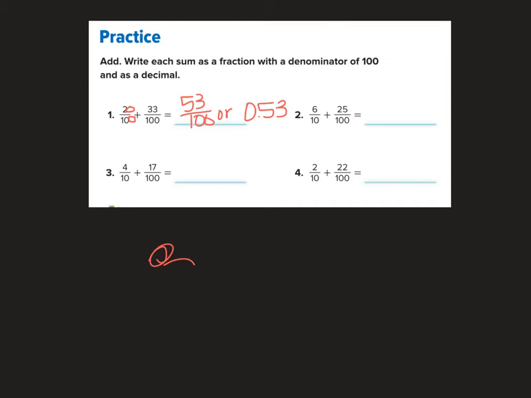Okay, add a 0, add a 0. And 60 plus 25 is 85 hundredths, or 0 and 85 hundredths. Okay, multiply by 10, multiply by 10. 40 plus 17 is 57 hundredths, or 0 and 57 hundredths.